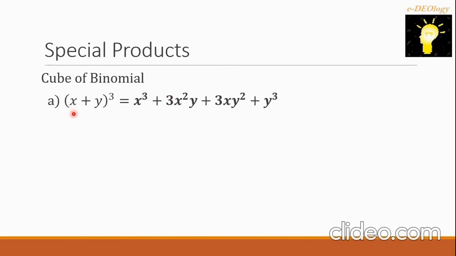So we're going to multiply the x and the y. But the first term x will be squared. So you see here 3x squared y.